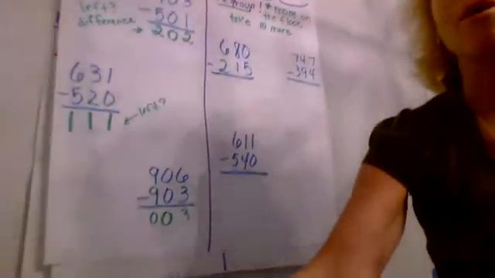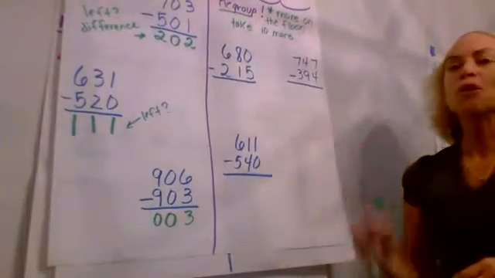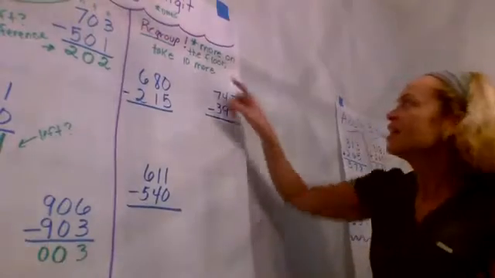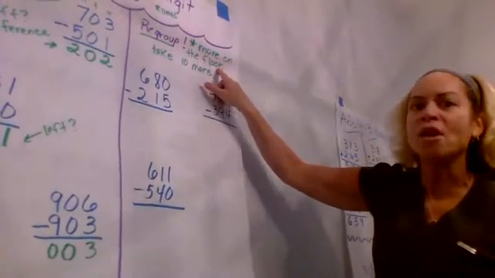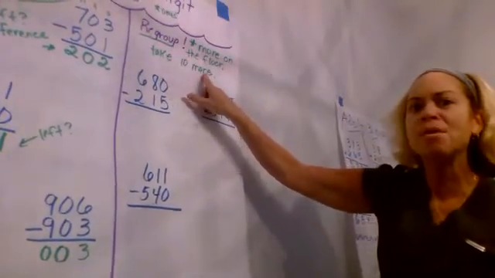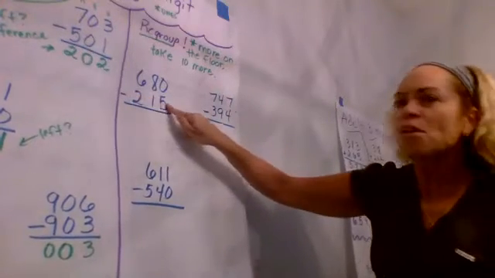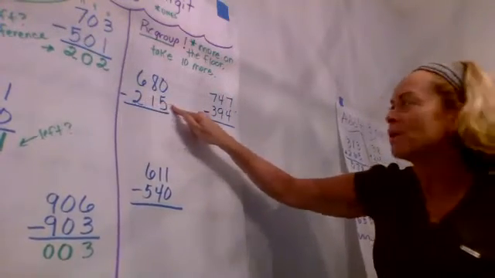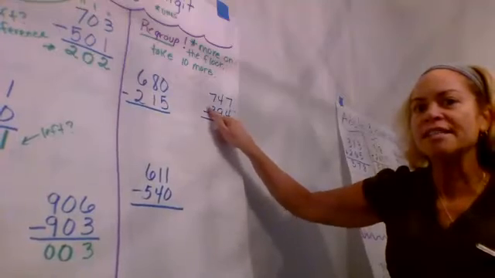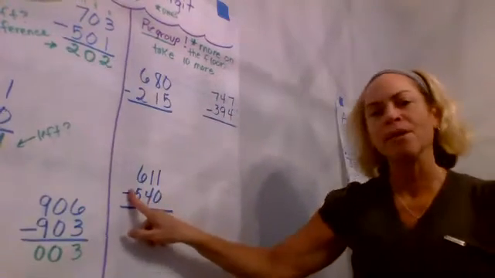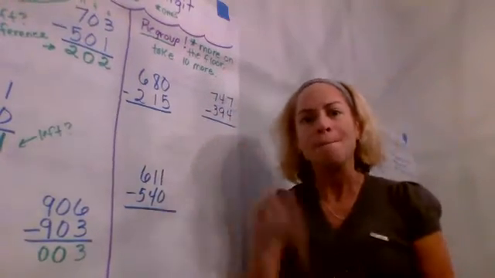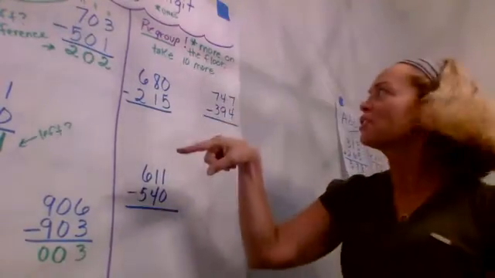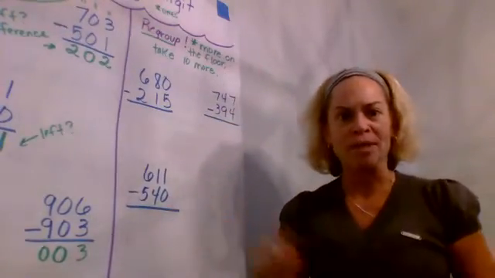All right, now we're going to do regrouping. Take a look at my little poem right there. It says, when there's more on the floor, take 10 more. This is the floor, the bottom, isn't it? We walk on the floor. So this is going to be the floor, the number on the bottom. If there's more on the floor, we got to go next door and take 10 more, all right?